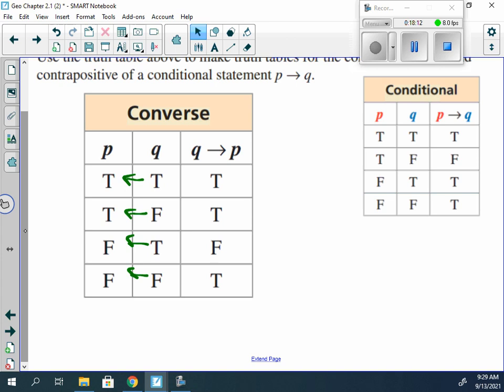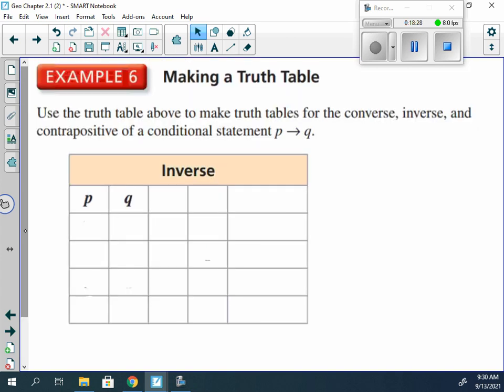Well, the conditional was true, false, true, true. And we said the converse is the flip of the conditional statement. We flipped it. True, false, true, true is now true, true, false, true. We flipped it. Well, we're going to look at the inverse next.